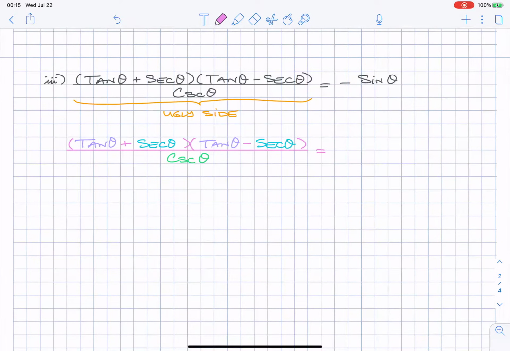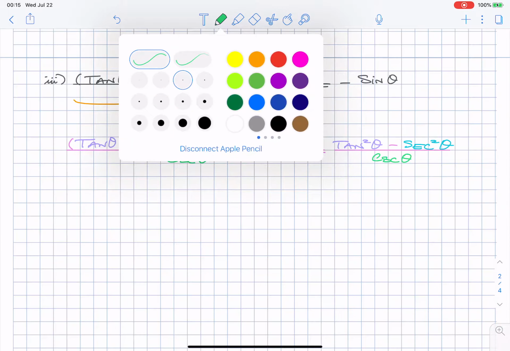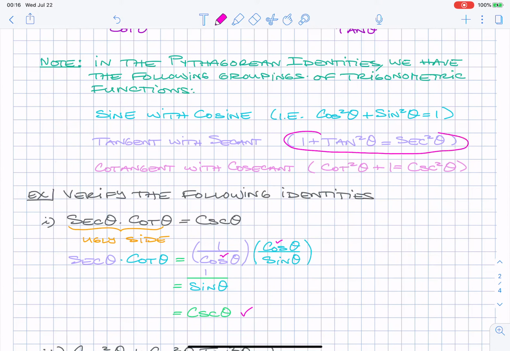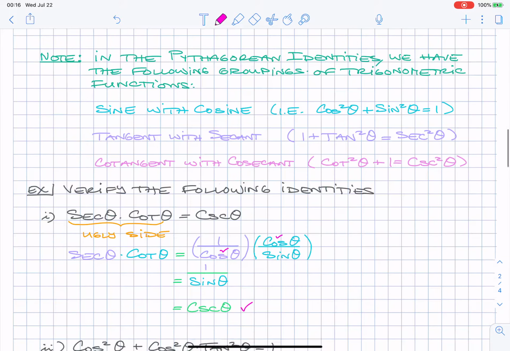Okay, so it should be evident that what we have in the numerator is a difference of squares. I have tangent plus secant times tangent minus secant. So that gives me, when I distribute, first guy squared, tangent squared theta, minus second guy squared, secant squared theta. This is the difference of squares, and that's all divided by cosecant theta. Okay, well, tangent and secant, I know that they go together in the Pythagorean identity, right? I know that 1 plus tangent squared theta is secant squared theta.